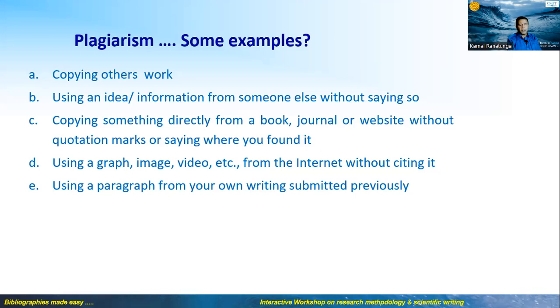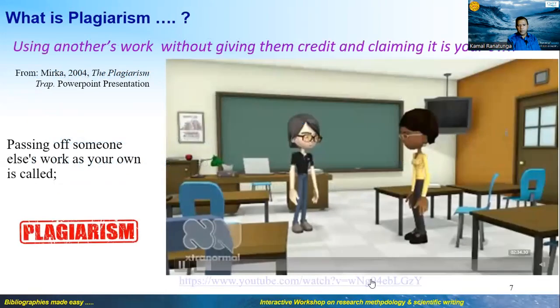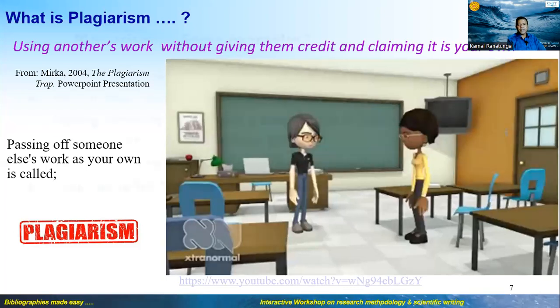And even videos, images, photographs, you know, this is a very common form of plagiarism. A lot of people use the internet to get their images from. And you see in my case, even the video that I played, I mentioned the link directly here. And the definition of plagiarism, I got it from one of the presentations. So I have given the credit here. So I have avoided plagiarism by doing that, right?